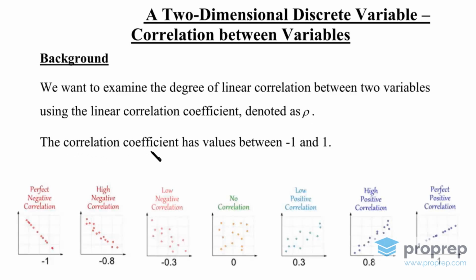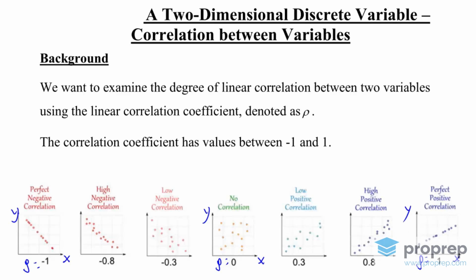Now, the correlation coefficient has values between -1 and 1, and here we can see examples of connections between two variables, x and y. This axis is x, this axis is y, for different values of rho. Here, rho equals -1, and we have a perfect negative correlation. Here, rho equals 0, and there's no correlation between x and y. And here, rho equals 1, and we have a perfect positive correlation between x and y.